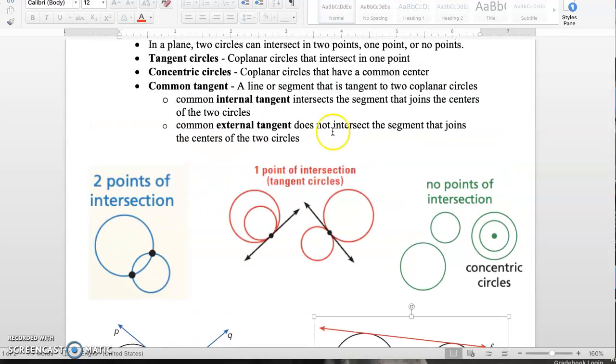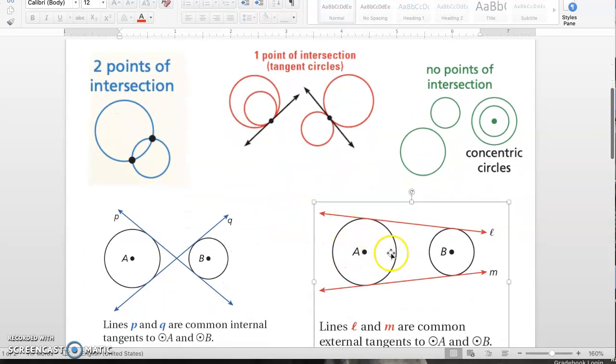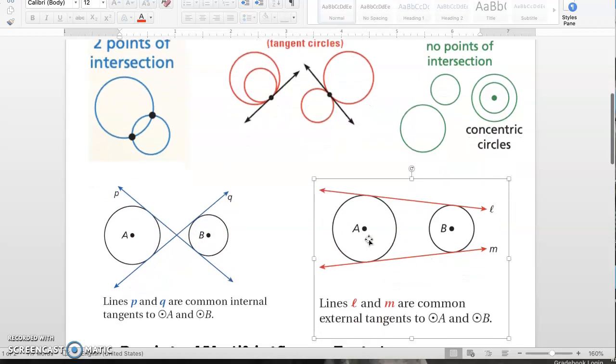For external tangents, they do not intersect the segment that joins the centers of the two circles. What that means is if I drew a line attaching the centers of the two circles, it won't go through it. Whereas with these internal tangents, if I drew a line between the centers of the two circles, those two lines cross over it. Since that definition is a little confusing to me, I think of external tangents as attaching the two circles outside of them, not in the middle of them like the blue lines on the left. So line L is outside A and B, and it intersects them each one time on the top of them. Line M does the same thing. It's outside of the two circles, but it intersects them on the bottom of each.